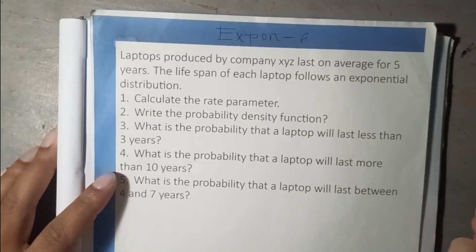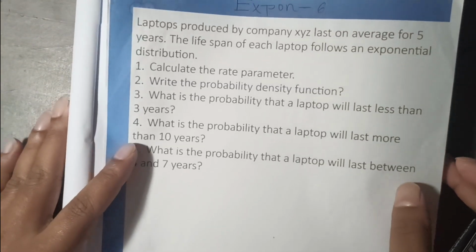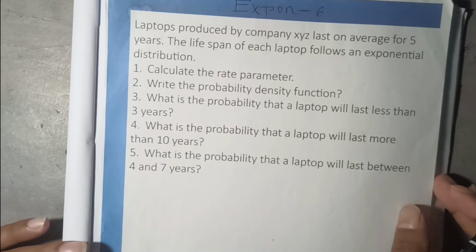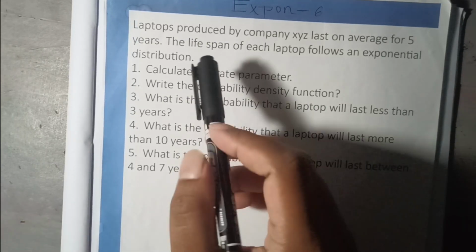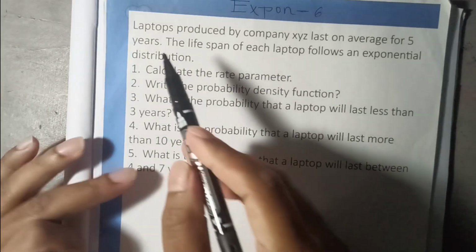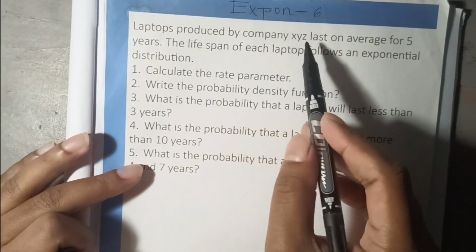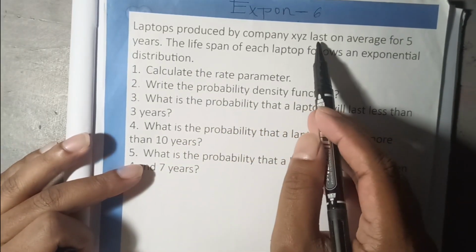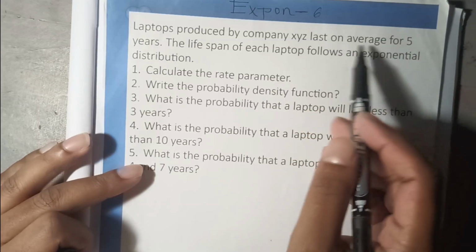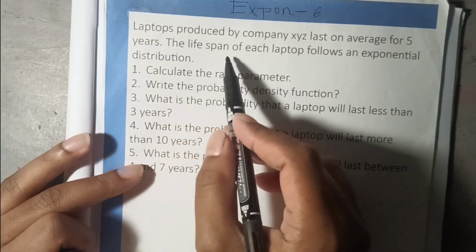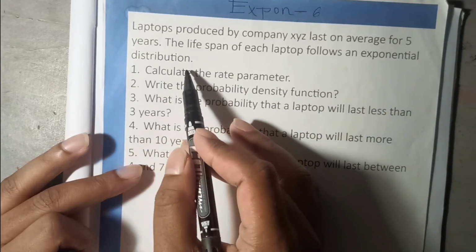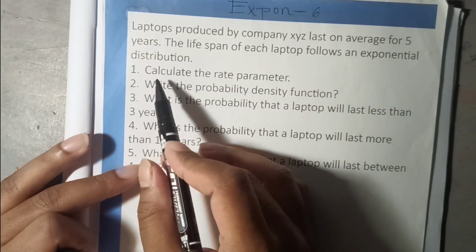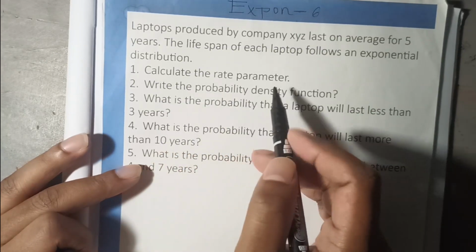Hello everyone, in this video we will solve a mathematical problem based on exponential distribution. In this problem, it's asked that a laptop produced by a company, say XYZ, lasts on average for 5 years. The lifespan of each laptop follows an exponential distribution. So we are being asked to calculate the rate parameter first.